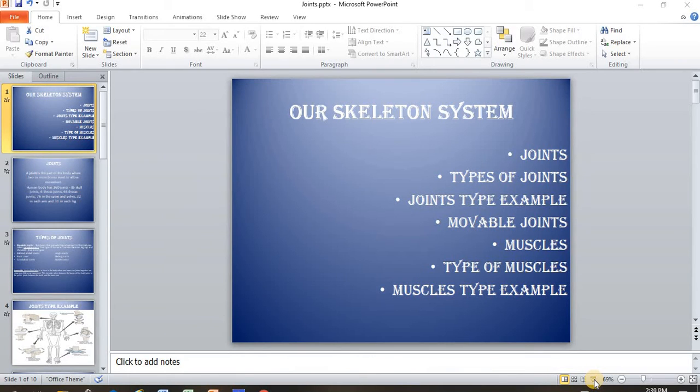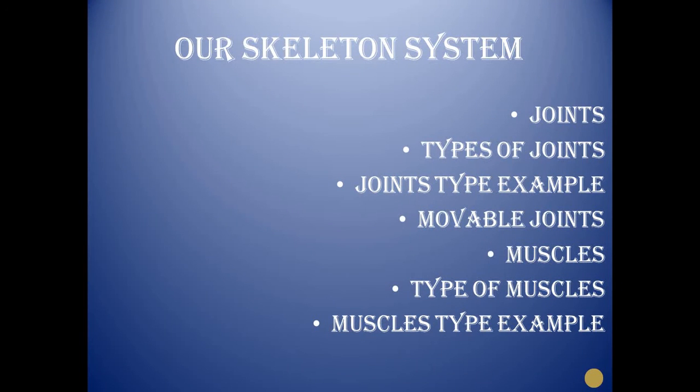Today we are going to discuss our skeleton system. In this chapter, we will discuss joints, types of joints, types examples, movable joints, muscles, and types of muscles with examples. So let's begin.